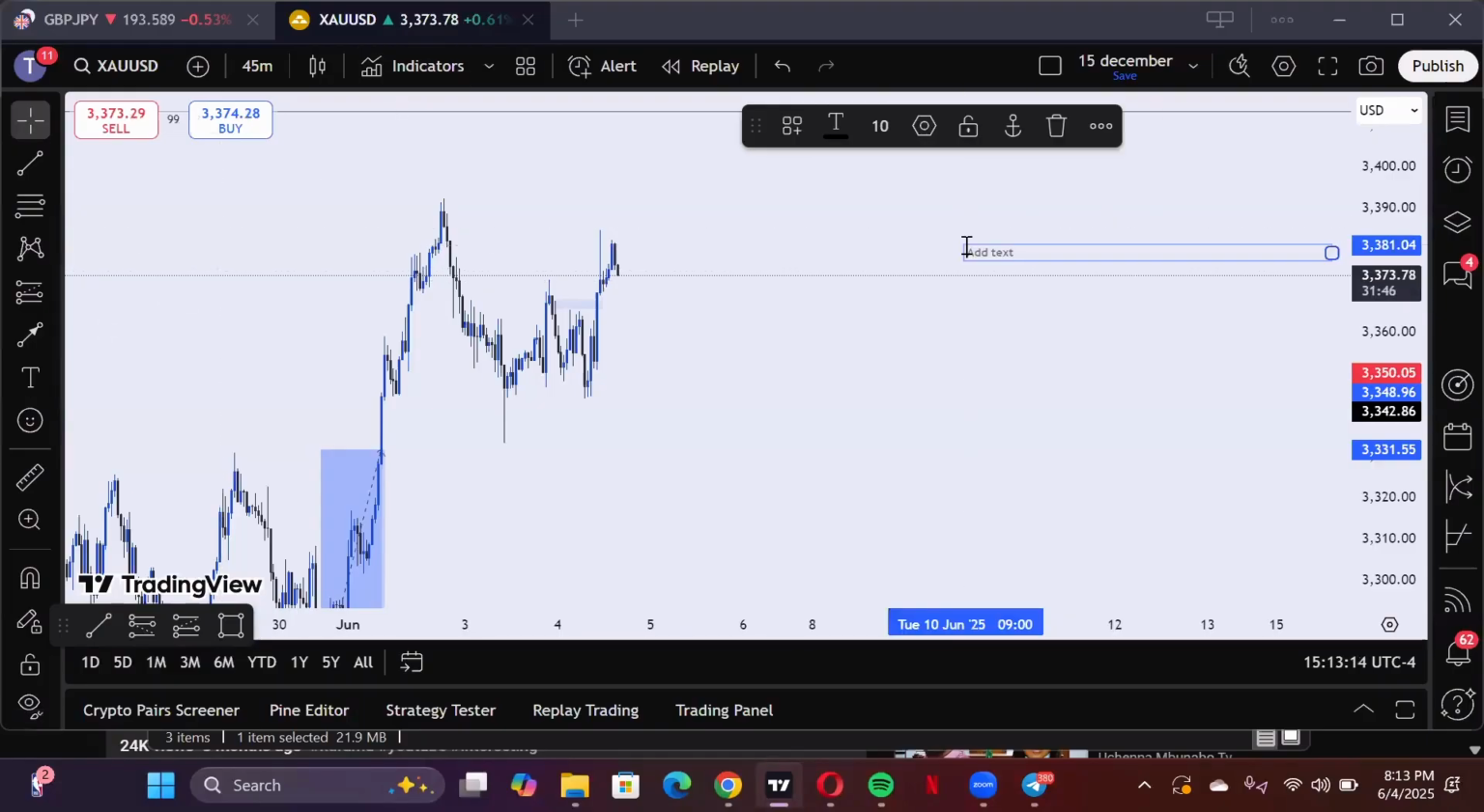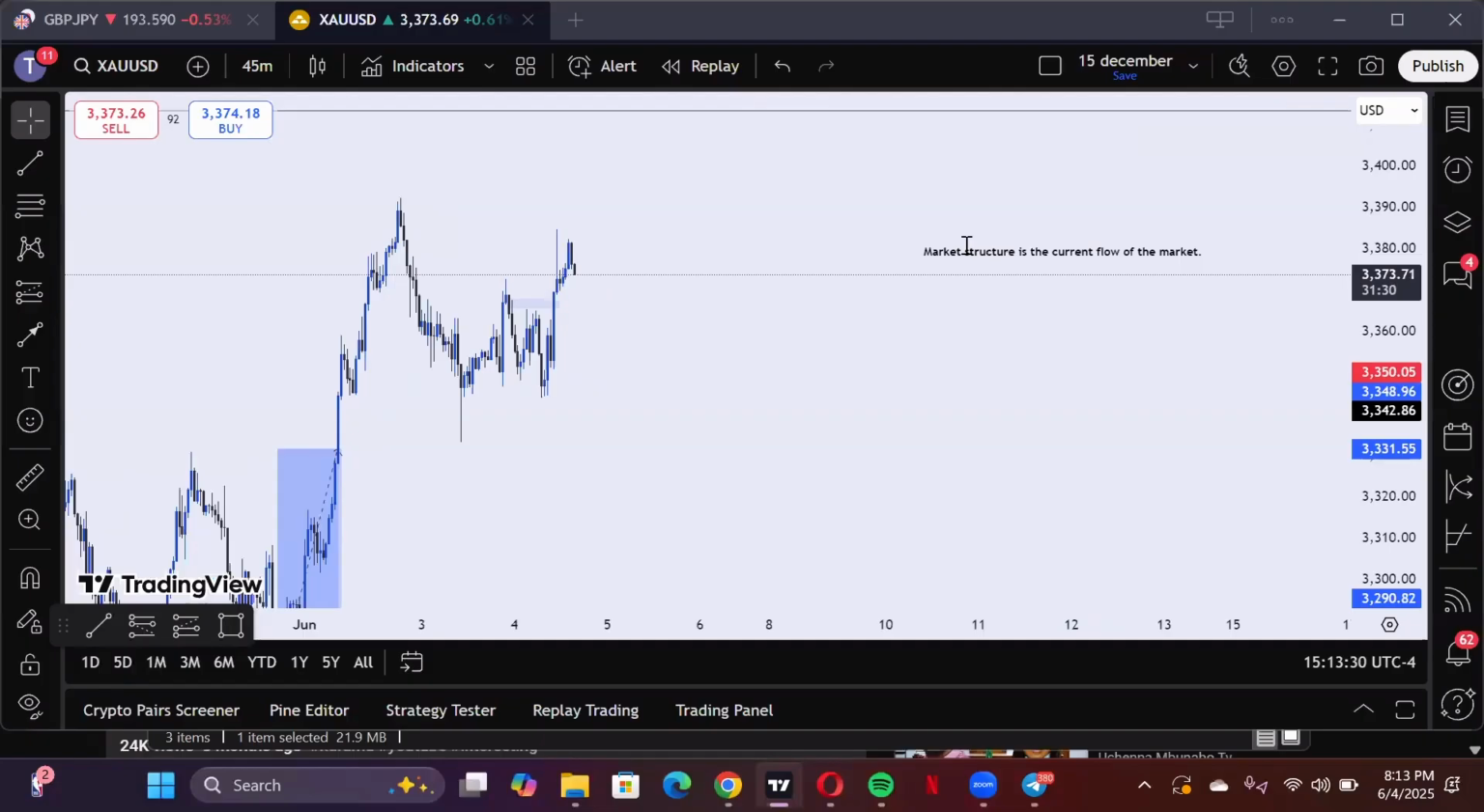Now, first of all, we are going to talk about what market structure is. Market structure is basically the current movement of the market, or the current flow of the market. It's the pattern that the market uses to approach one point or the other. That is what market structure is.